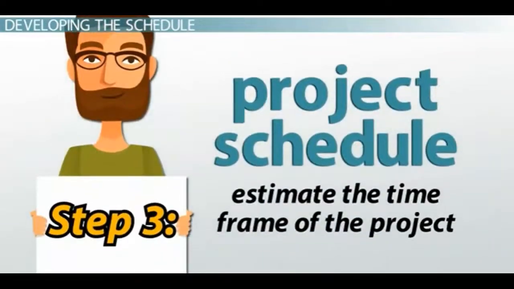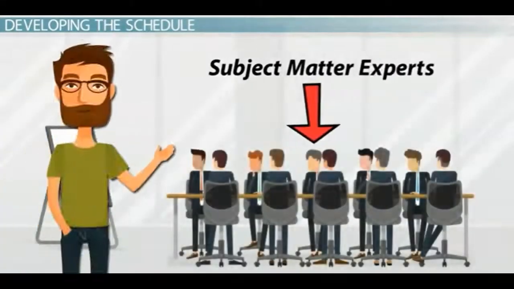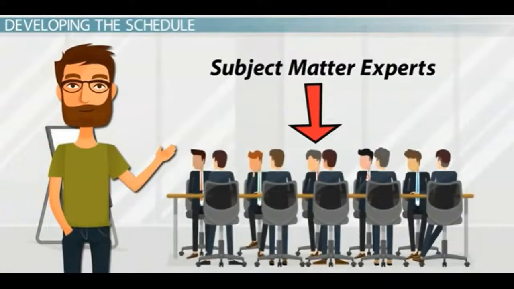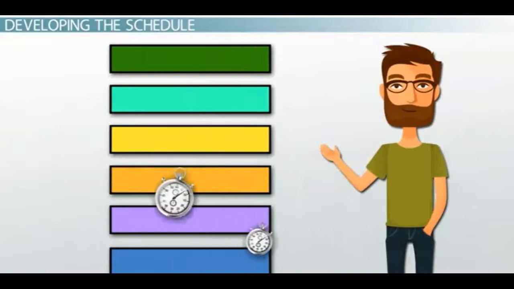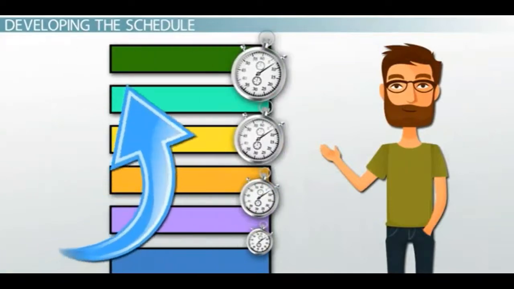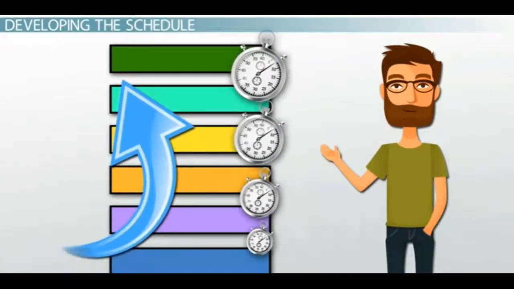The third step is to estimate the time frame of the project. Using the subject matter experts on the project team, estimate the time needed to complete each task. Using the WBS makes this fairly simple. Start at the lowest level task and add time as you reach upper levels. Once you reach the project level, you should have a total time the project would take.